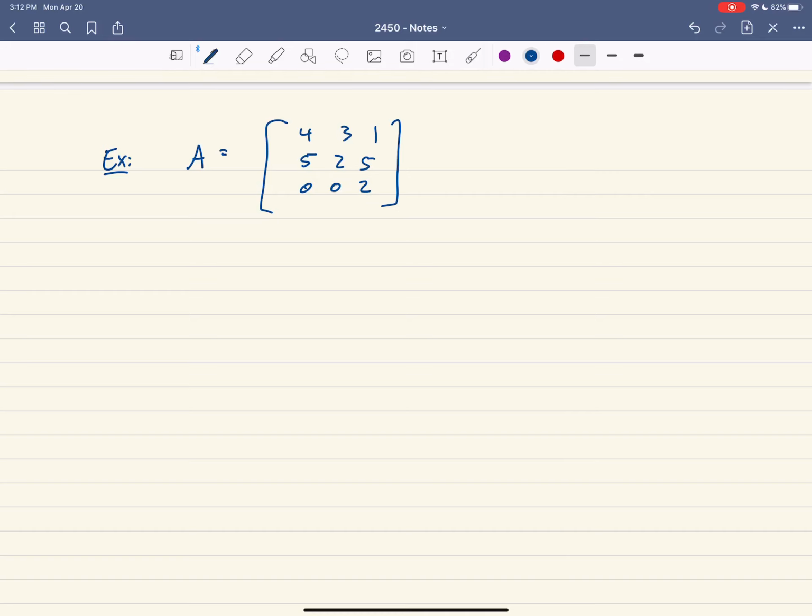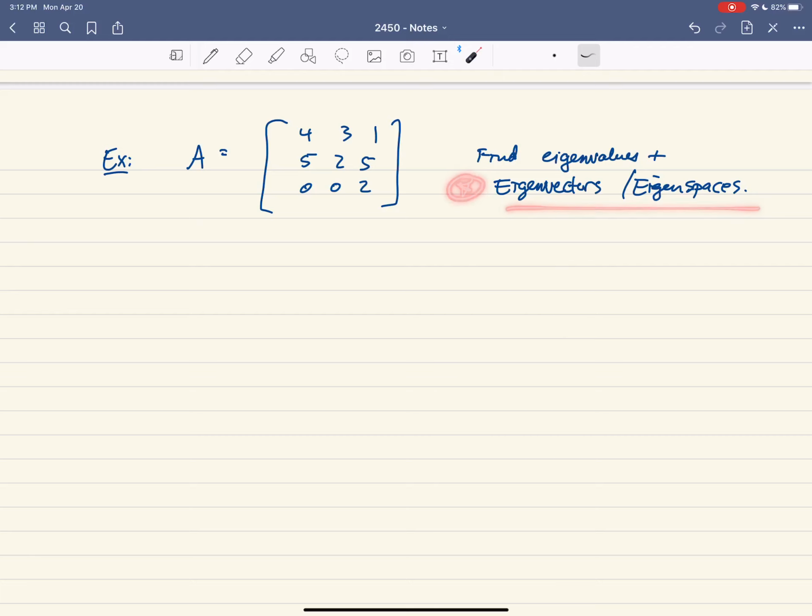And again, I want to find the eigenvalues and eigenspaces. So I want to find the eigenvalues and eigenvectors, or eigenspaces. Eigenspaces are the vectors that, eigenvectors are the vectors that span the eigenspaces. So these are really two interdependent ideas. So let's just go through and do the computation.